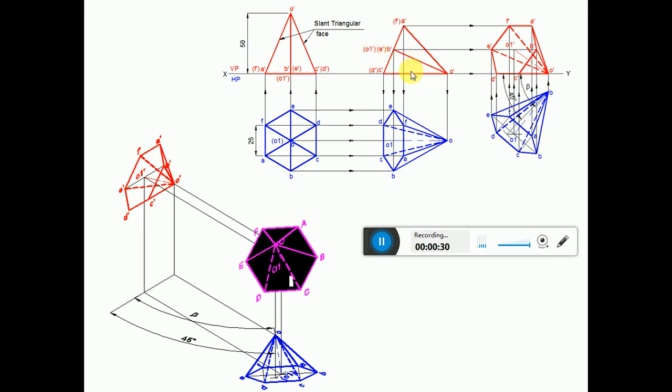Since the axis is inclined to HP, we are going to get the apparent length here. O1 will have an apparent length. That means the length of O1 will be less than 50 mm. But the axis is inclined to VP, so they have given the true inclination.